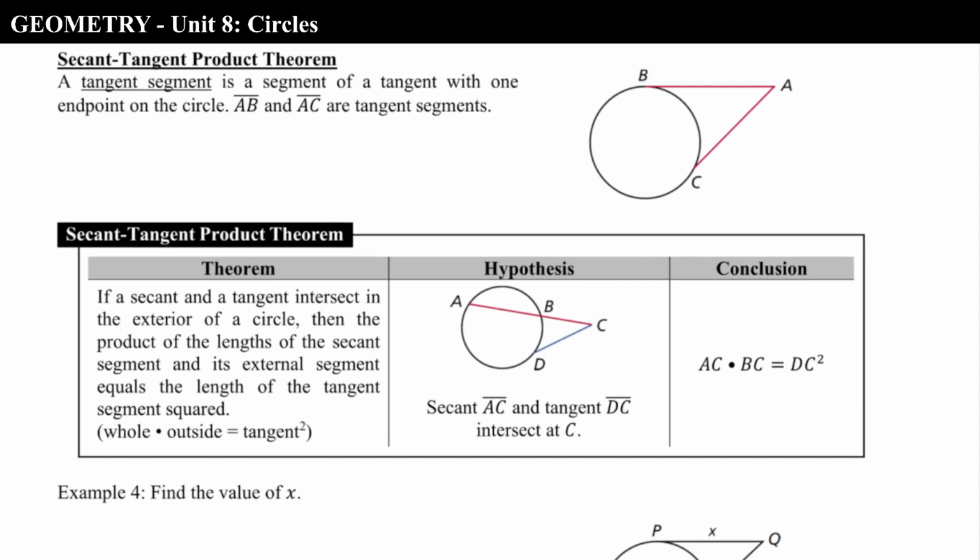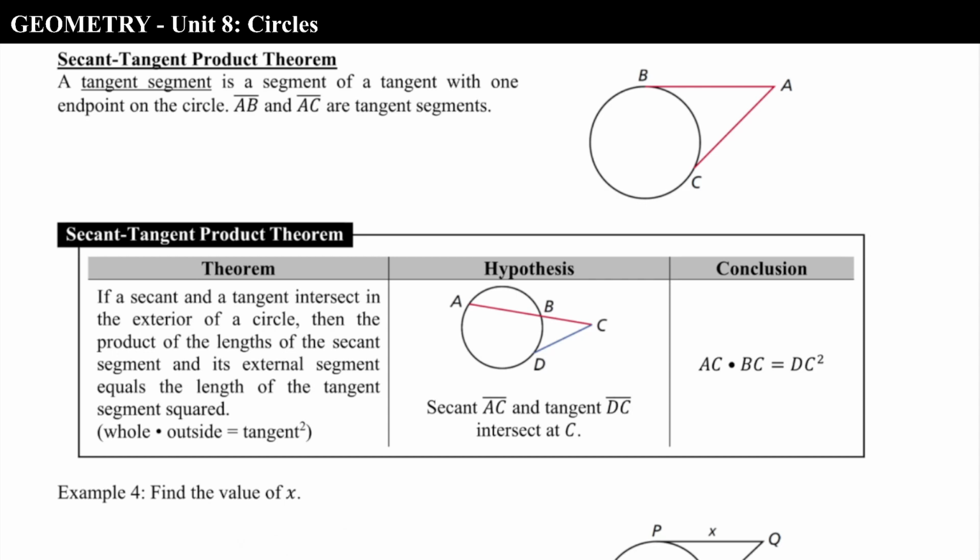Finally, we have the secant-tangent product theorem. A tangent segment is a segment of a tangent with one endpoint on the circle. AB and AC in this figure are tangent segments, and we mentioned these types of tangent segments a little bit earlier. So in this figure, you know that AB is congruent to AC. Let's talk about the theorem.